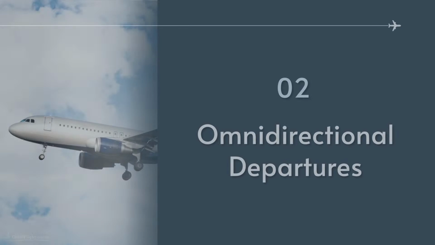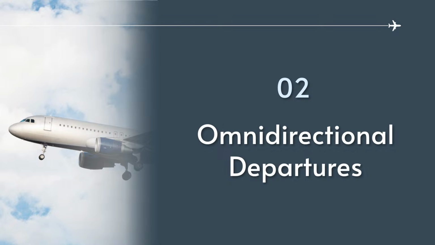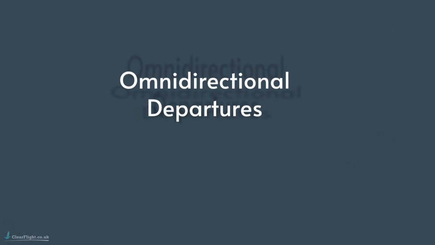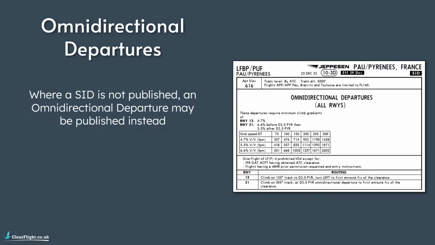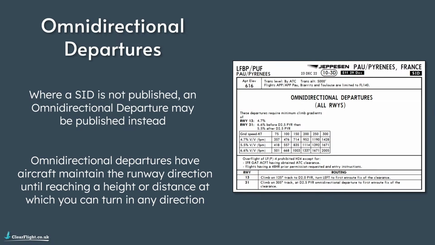So the next type of departure that we come across when we're flying IFR are omnidirectional departures. These normally exist where a SID is not published, so they make an omnidirectional departure instead, like this example here on the right in the Pyrenees in France. The general idea behind all omnidirectional departures is that you will maintain the runway direction until you reach a height or a distance at which you can safely turn in any direction and maintain your obstacle clearance.